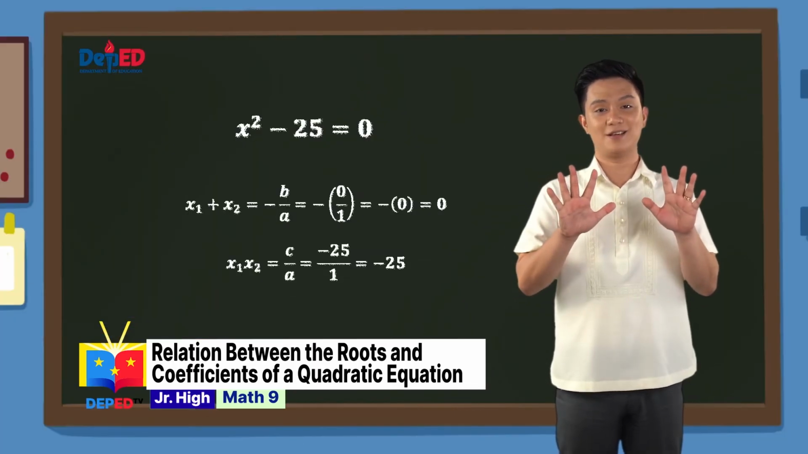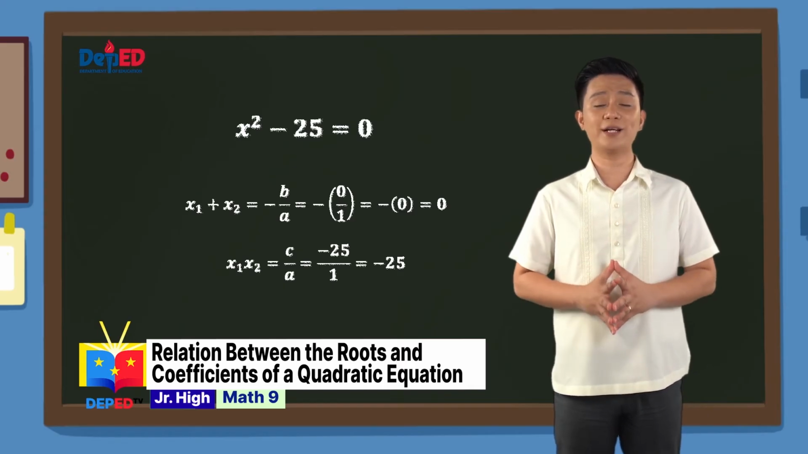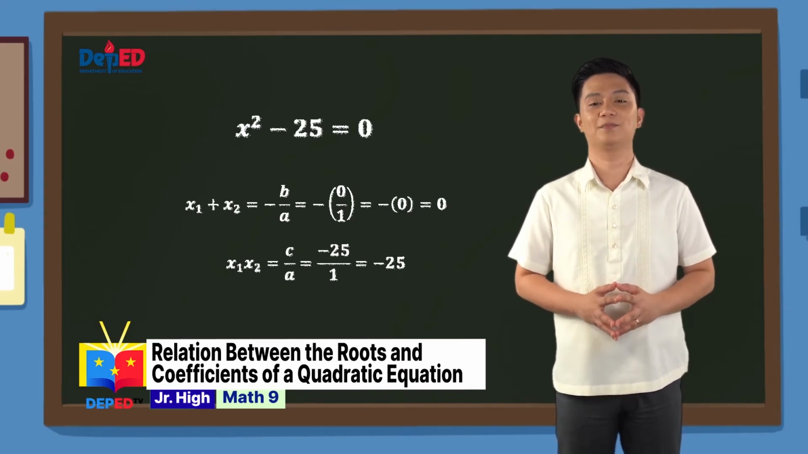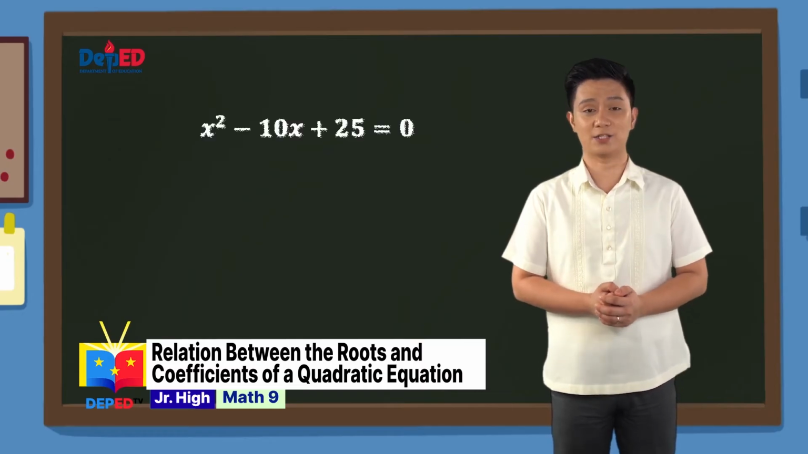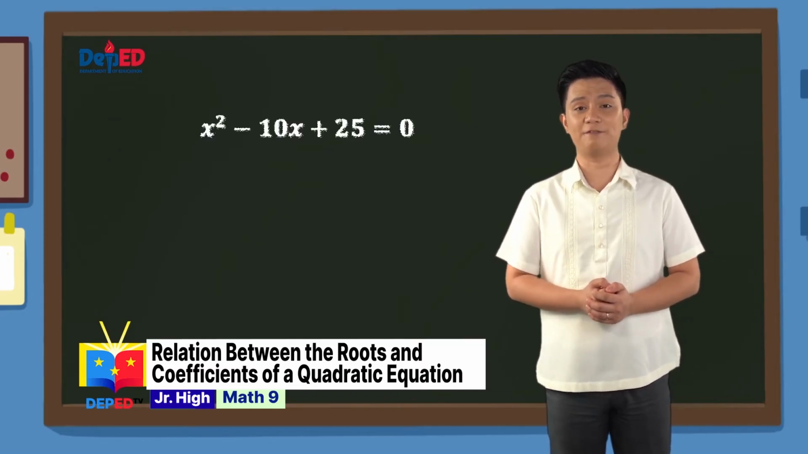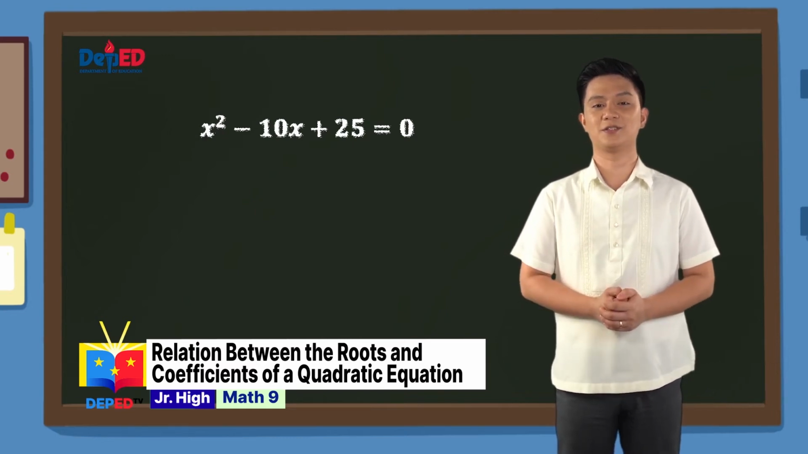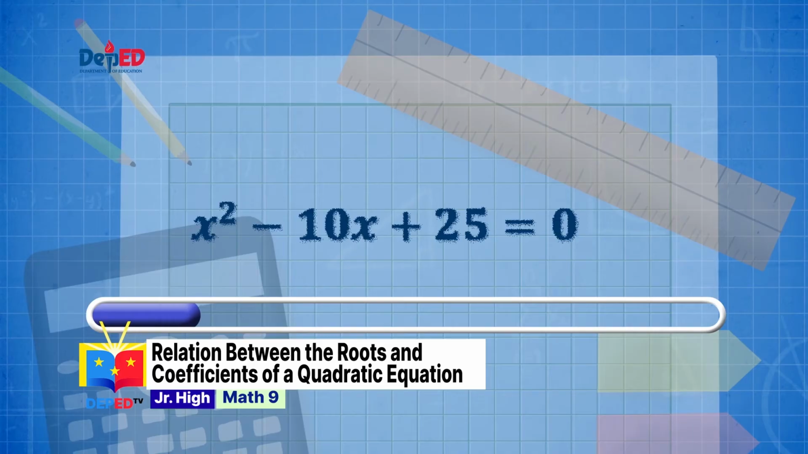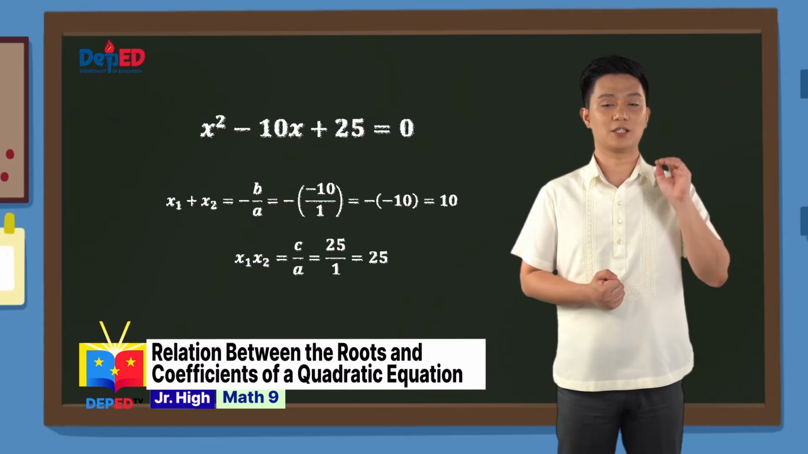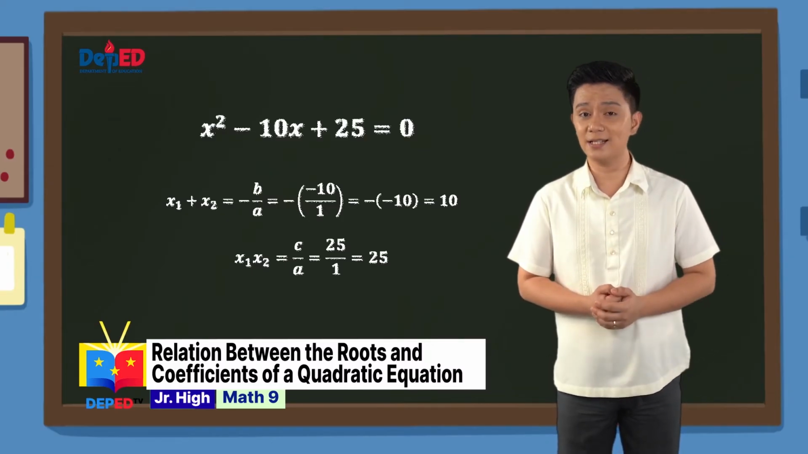And freeze. Sum is 0 and the product is negative 25. Equation number 3 now. X squared minus 10x plus 25 equals 0. You have 15 seconds. Go! And time is up. Sum is 10, while the product is 25.